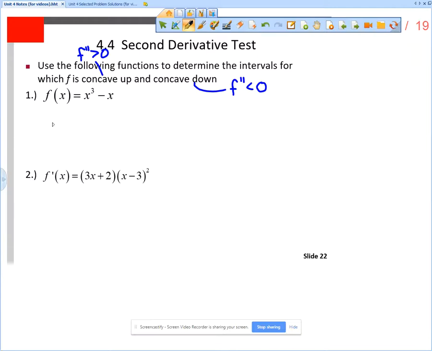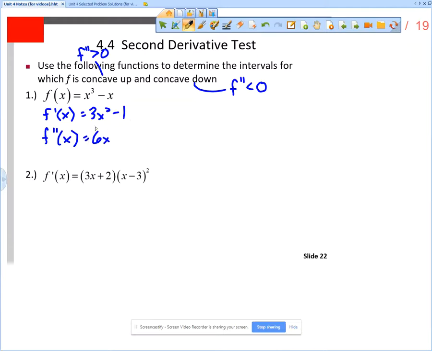So that means I need to find f prime. So f prime of x would be 3x squared minus 1. And then I need to find f double prime. All right, so what is the derivative of 3x squared minus 1? That would be 6x plus 0.